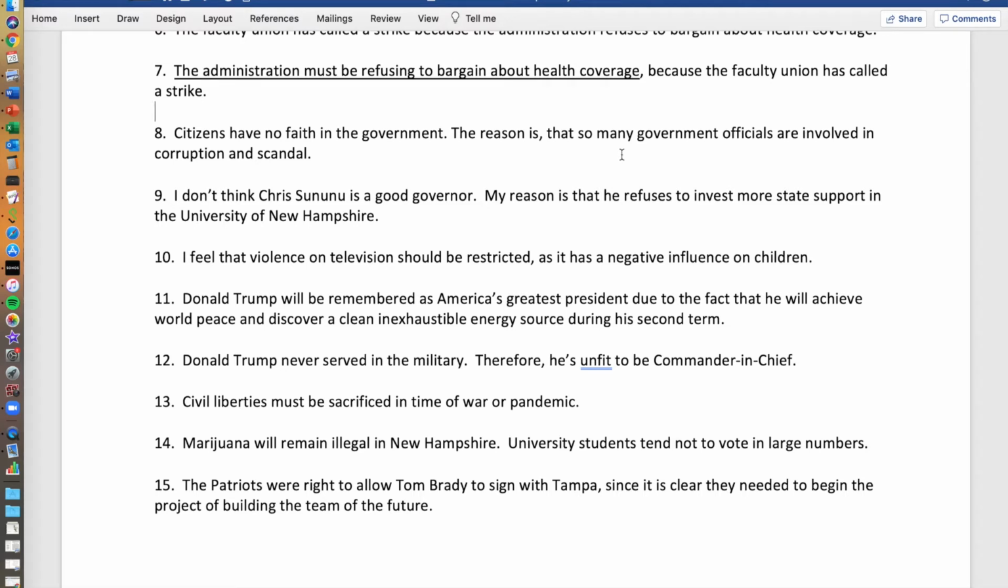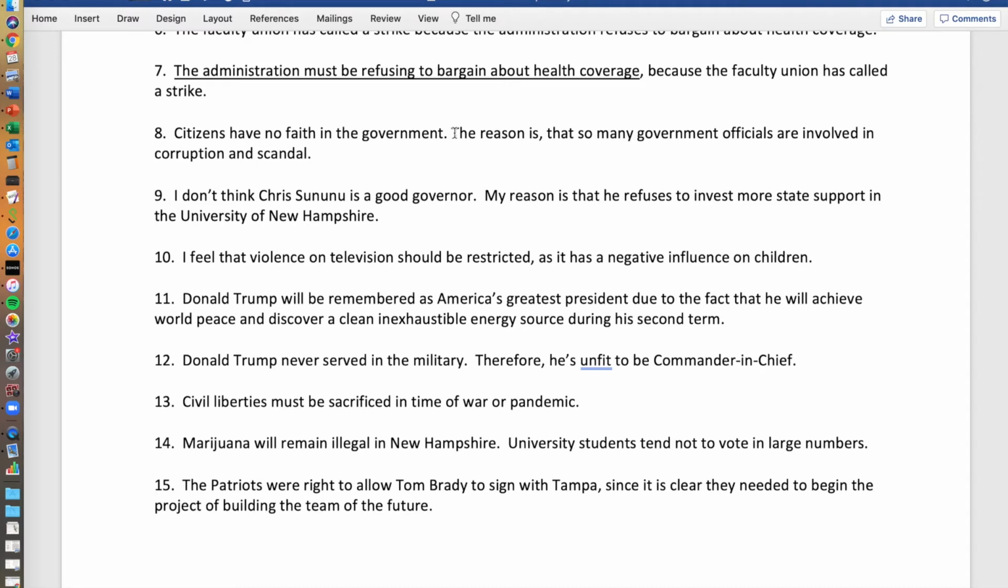Number 8, citizens have no faith in the government. The reason is that so many government officials are involved in corruption and scandal. So again, this is a bit tricky, and some of these are tricky on purpose. They're designed to get you to think slowly and critically about what's going on in each of the passages, right?